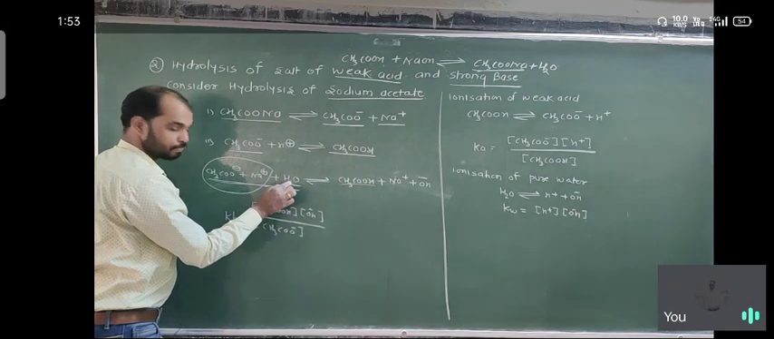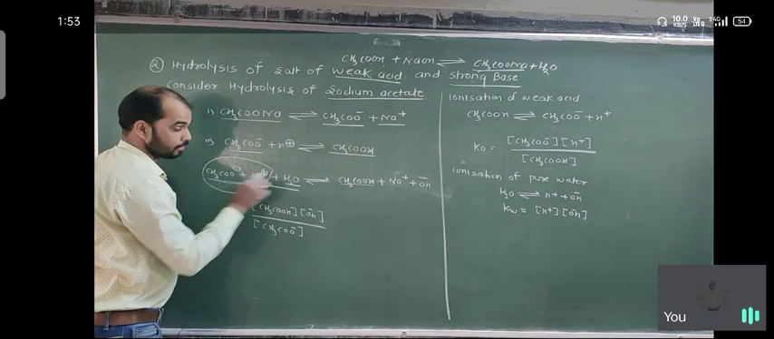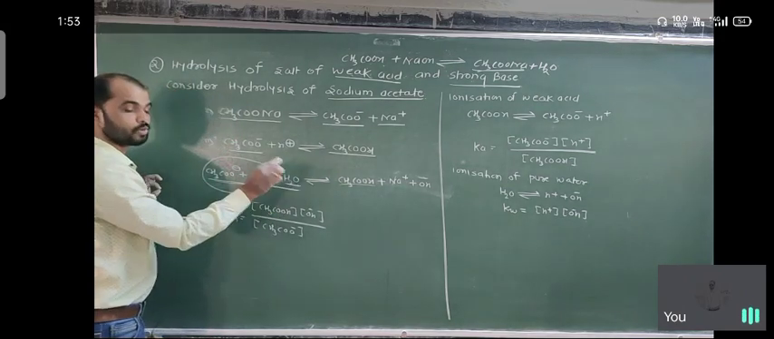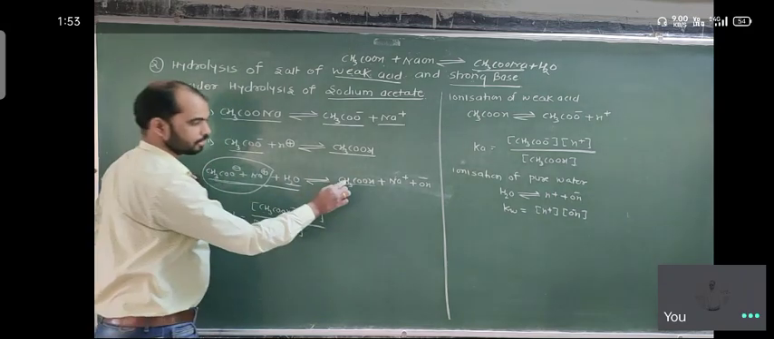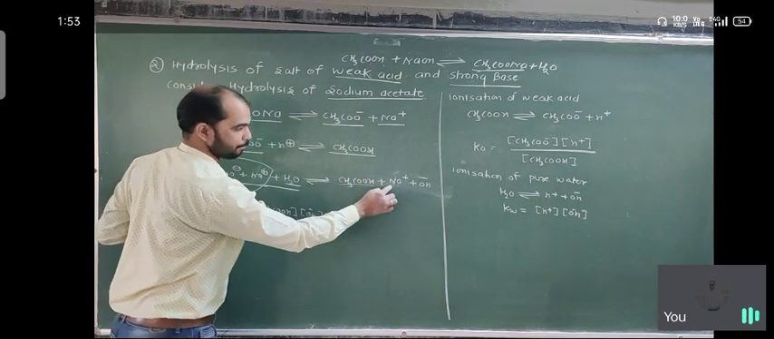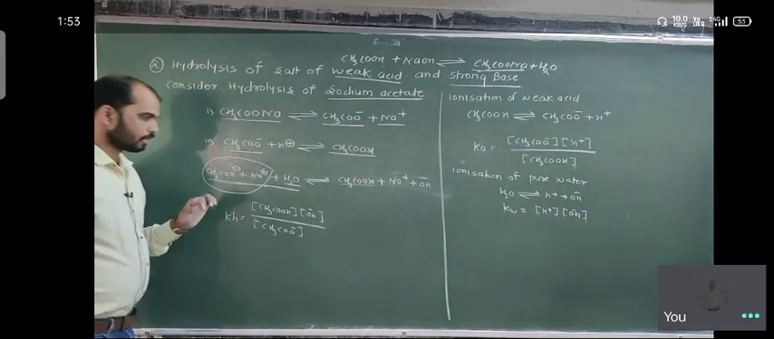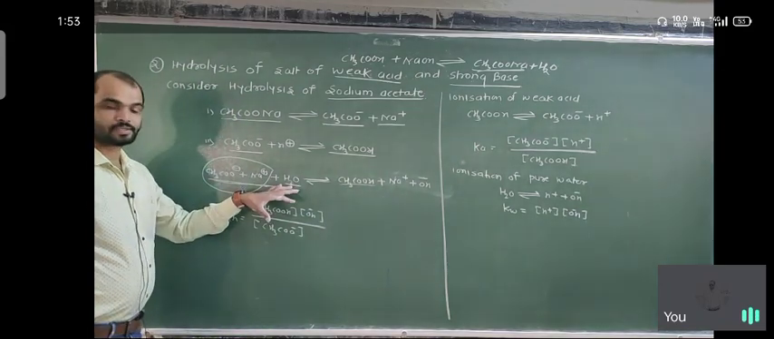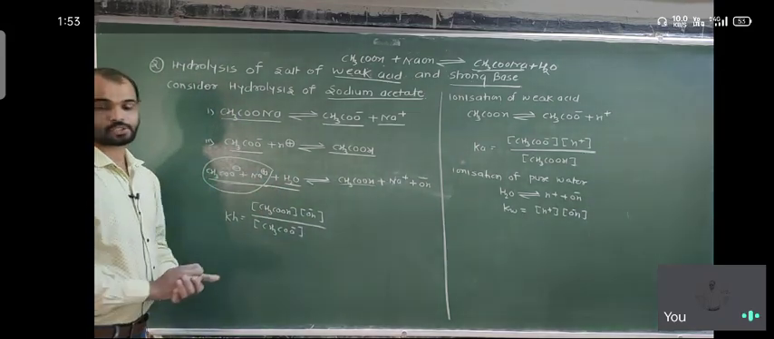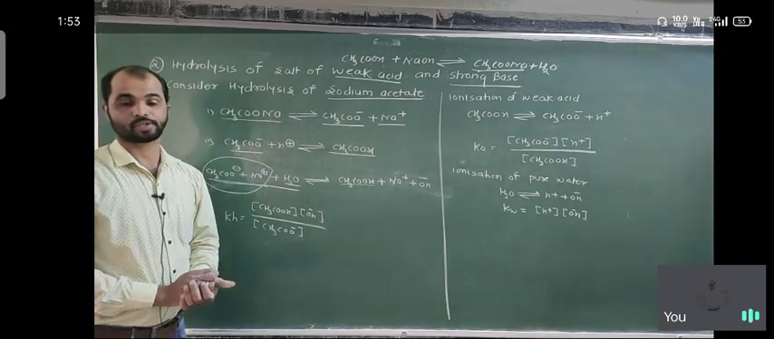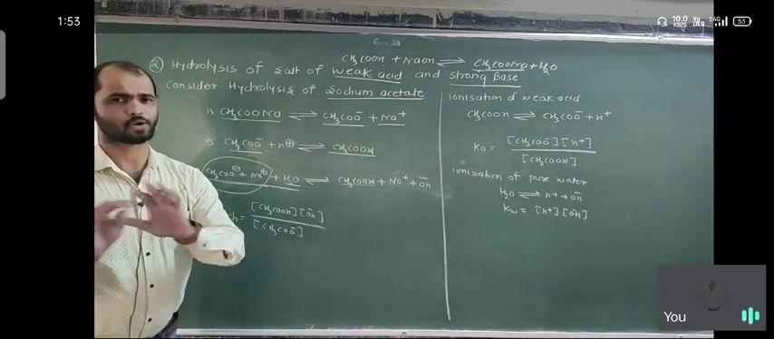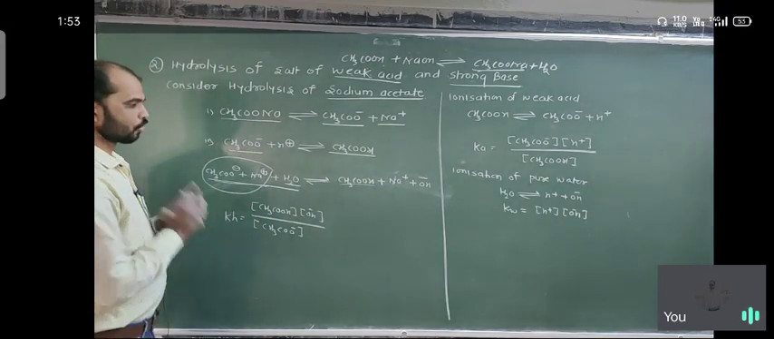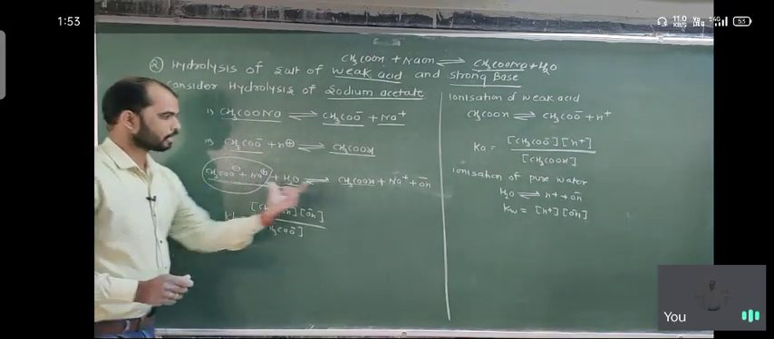After loss of H plus to the anion, what remains there? OH minus. So what are the products? Acetic acid plus Na plus OH minus. Here water is in excess, so we consider the concentration of water as a constant, we neglect it. So only we have this one and this one.